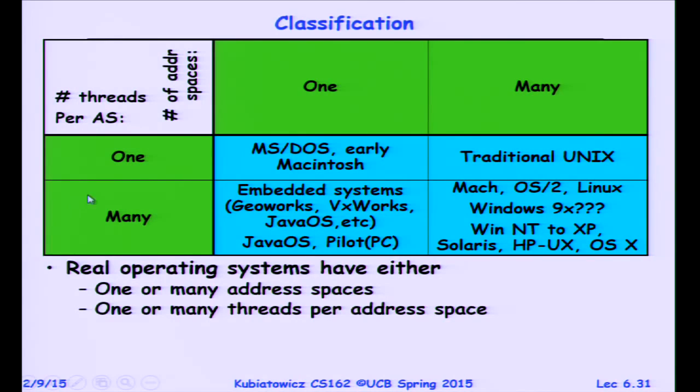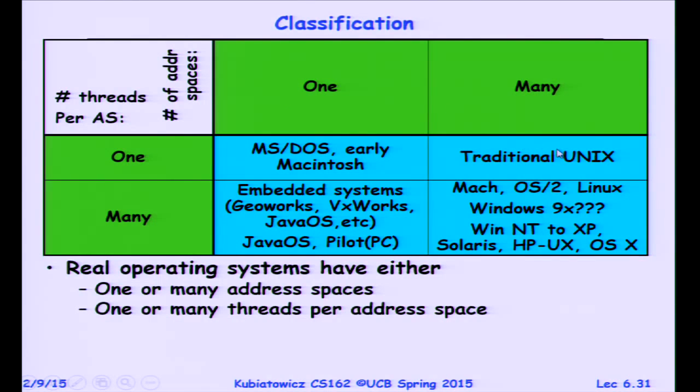It's interesting that one address space with one thread per address space was pretty much what you gave to individuals in the early days: MS-DOS, early Macintosh. A lot of embedded systems were that way. Okay, and the problem with this is there's no protection and there's no parallelism. So that's kind of a problem, no concurrency.